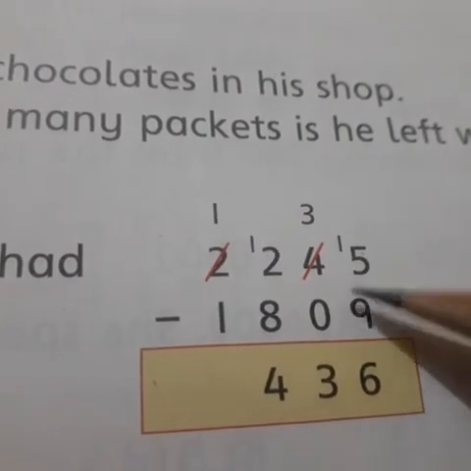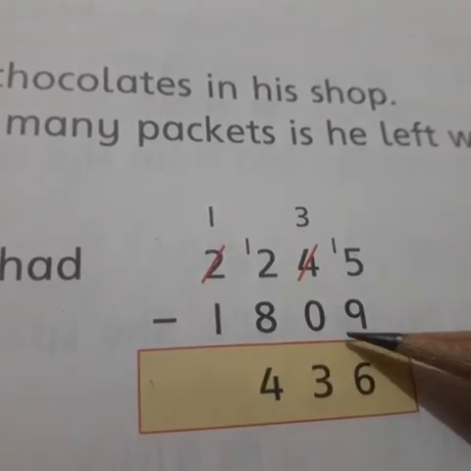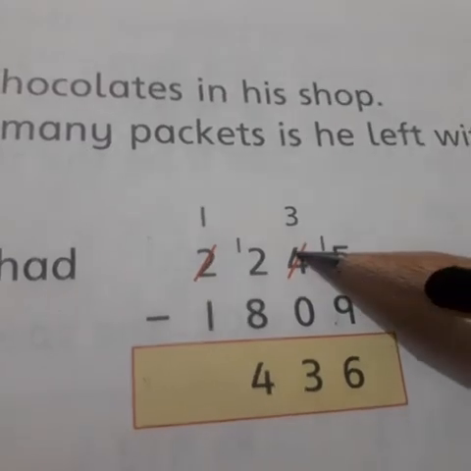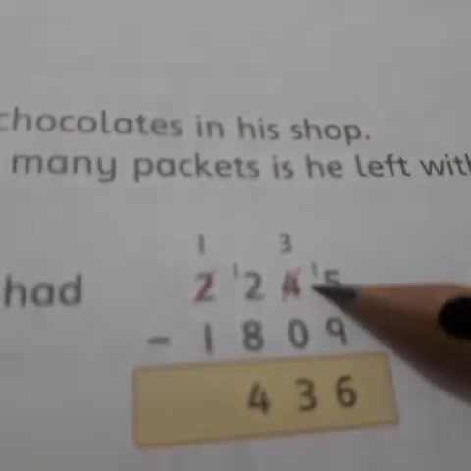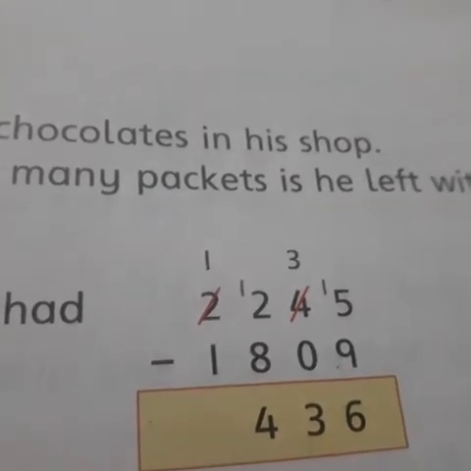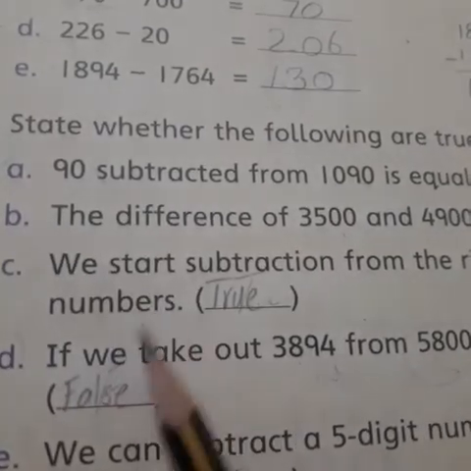In front of you, when your book is open, this is the right hand side. So we are subtracting from the right hand side. We take the carry from this 14 and this becomes 15, and 15 minus 9. So we are starting from the right hand side. So the statement of question number C is true.